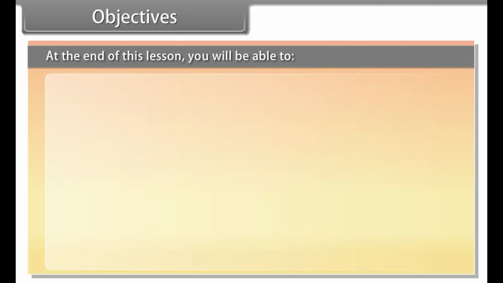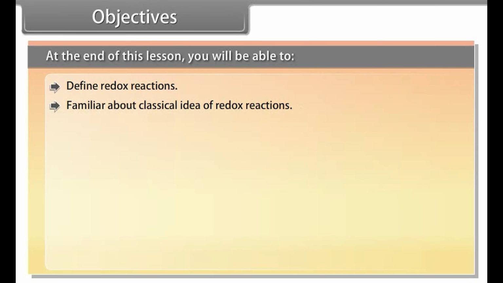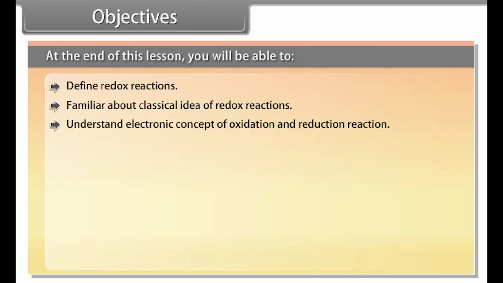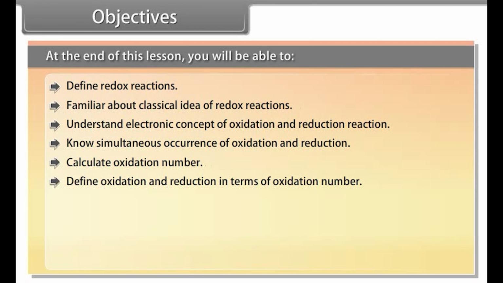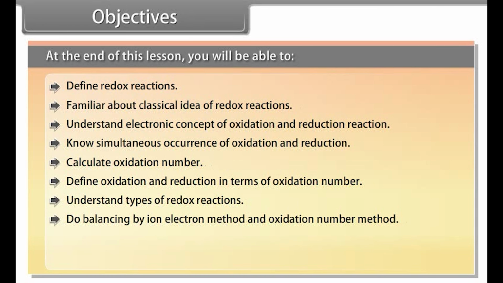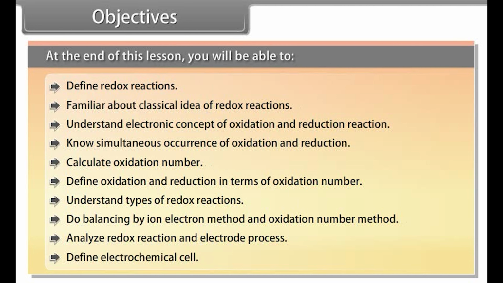Objectives. At the end of this lesson, you will be able to define redox reactions, be familiar with the classical idea of redox reactions, understand the electronic concept of oxidation and reduction reaction, know simultaneous occurrence of oxidation and reduction, calculate oxidation number, define oxidation and reduction in terms of oxidation number, understand types of redox reactions, do balancing by ion-electron method and oxidation number method, analyze redox reaction and electrode process, and define electrochemical cell.